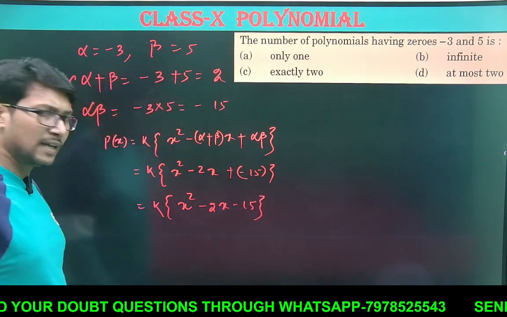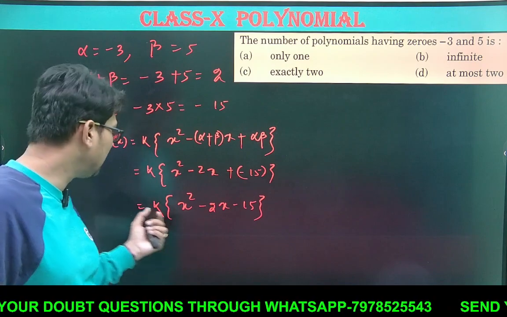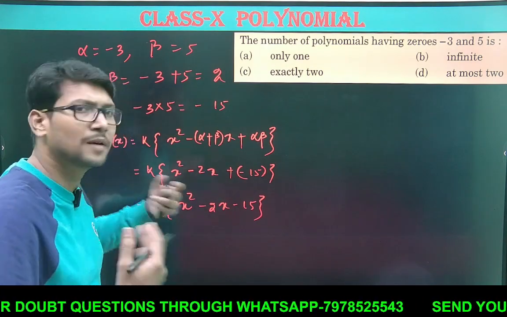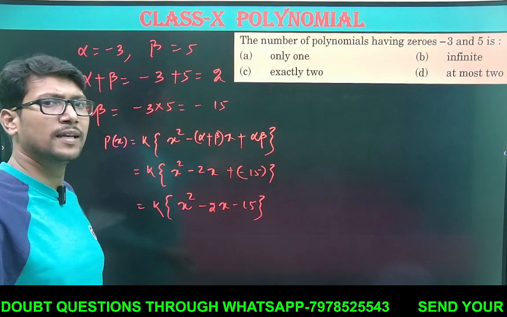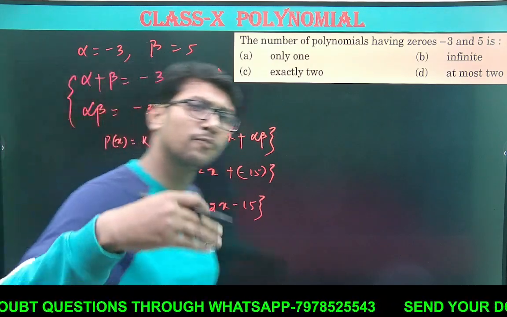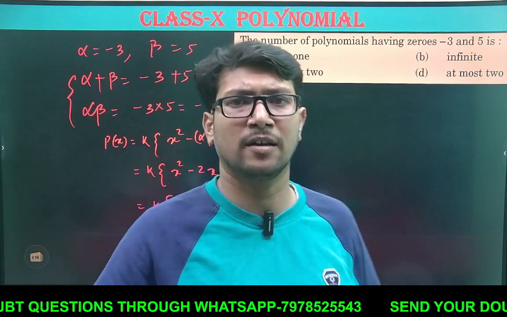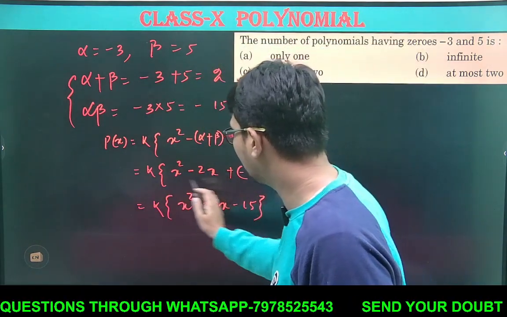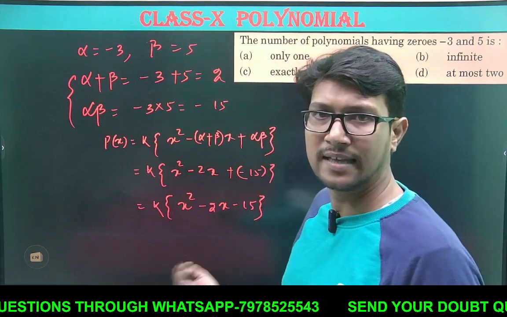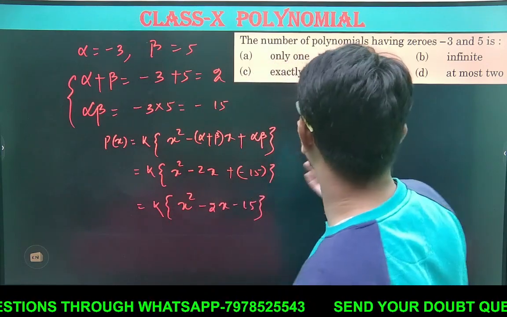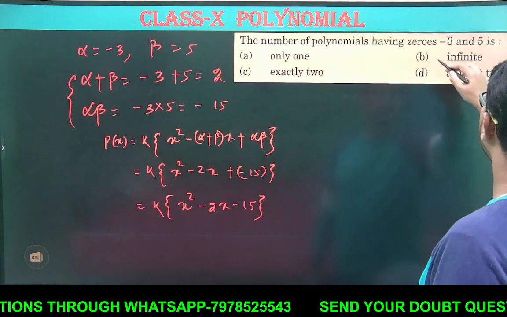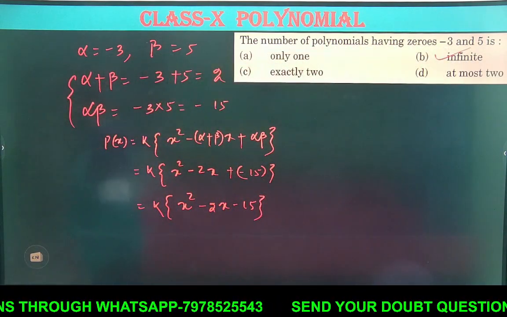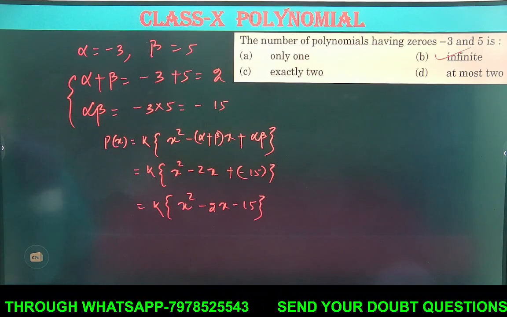Now this is the root form of the polynomial. If I change k to 1, 2, 3, then the polynomial also changes. K could be 1, 2, 3, or 2 by 3, not a matter. K could be any real number, so then the polynomial will change. Hence, we will get an infinite number of polynomials, so infinite is the correct answer. I hope this is clear. Okay, so note it down.